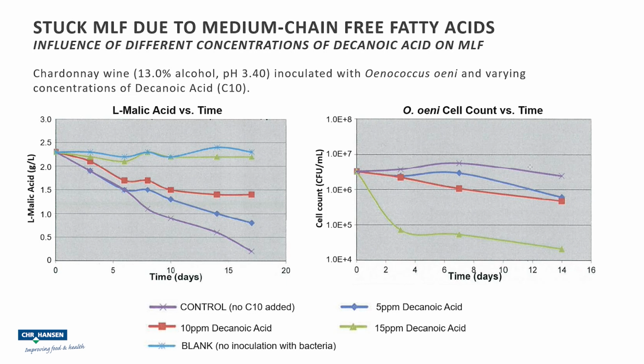But as we go through the blue at 5 parts per million, the red one at 10 parts per million, and the green one at 15 parts per million, as we increase the level of decanoic acid, we do see increased inhibition. So we see a slower malolactic fermentation, and actually at 15 parts per million, we see pretty immediate cell death. So this highlights it really is important to control these fatty acids.